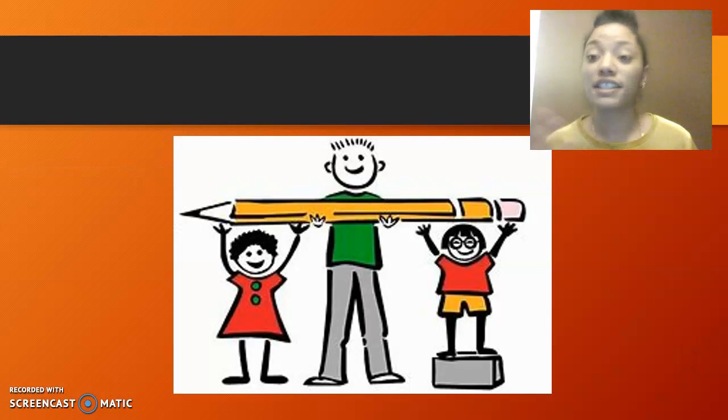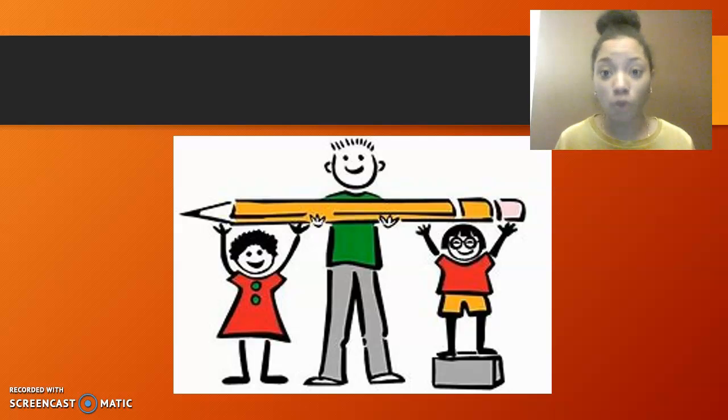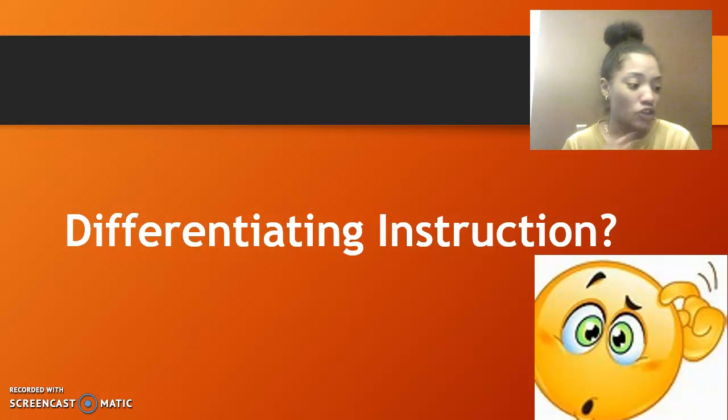Have you ever thought as a teacher that there could be a more effective way to teach students that may be learning at a different pace, or maybe they just need that extra step up support that they need to be at that same level as other children? And one way we can do that and help those students is through differentiating instruction.